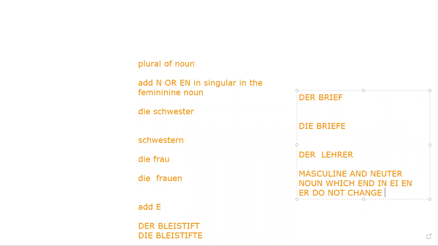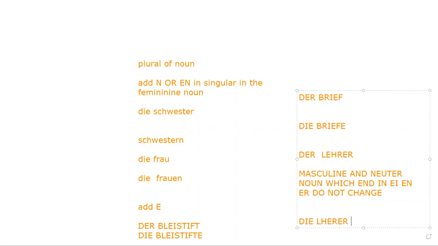So masculine and neuter nouns which end in el, en, and er do not change. For example, we have the teachers. I can say die Lehrer, because the ending er will not change. Is it clear to you, team? Yes, sir.